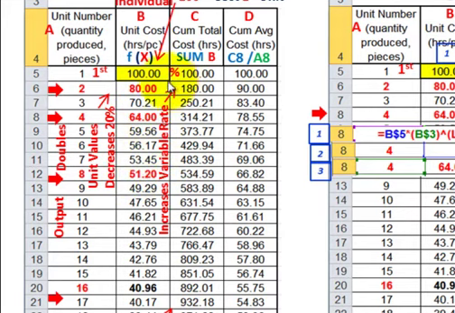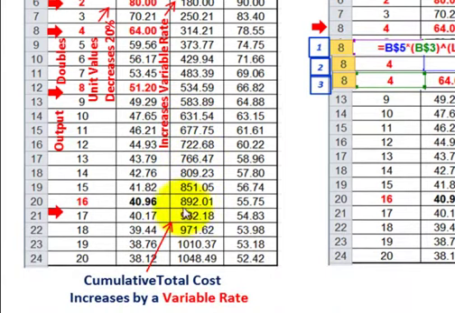Okay, but the key is looking at our columns C and D. When we're dealing with this incremental unit cost, this column C, this total cumulative cost, is going to increase at a variable rate. When we're working with the cumulative average model, if you're familiar with it, it would have gone down at a constant rate, but the difference with this incremental unit is that it increases at a variable rate. Okay, so let's just go down here and maybe explain it.